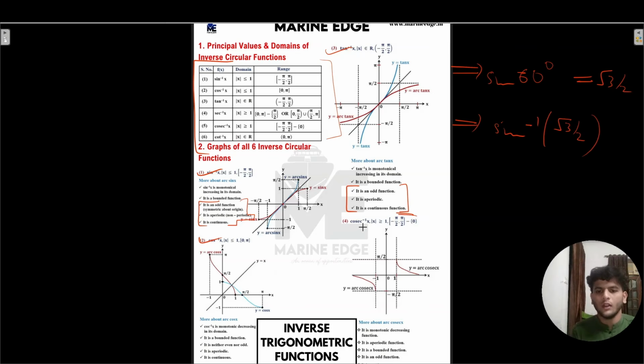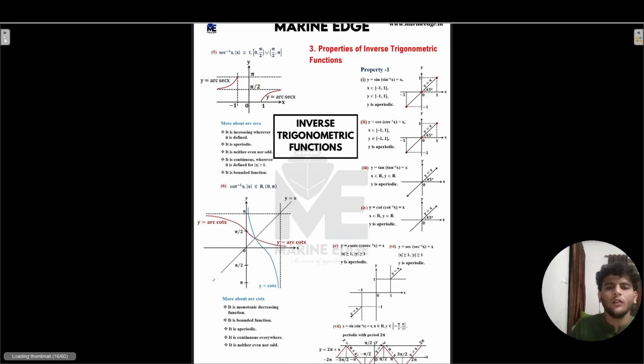Cos inverse x, in the case of cos inverse x you can also see that. Okay, cot inverse x is also an important function, it is also a monotonically decreasing function. It is an aperiodic function. It is also a bounded function, and it is an odd function also at the very same time. Okay, so this is what you can revise through the natures of inverse trigonometric functions. This is an important slide for you guys.